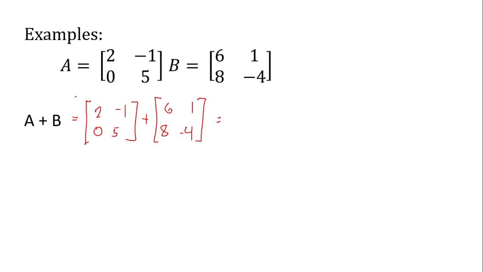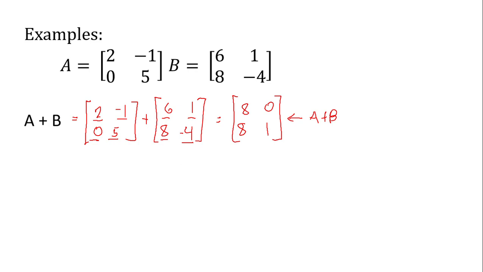Let's simplify this A plus B. We have 2 plus 6 is 8. Negative 1 plus 1 is 0. 0 plus 8 is 8. And 5 plus negative 4 is 1. So this is our matrix A plus B.